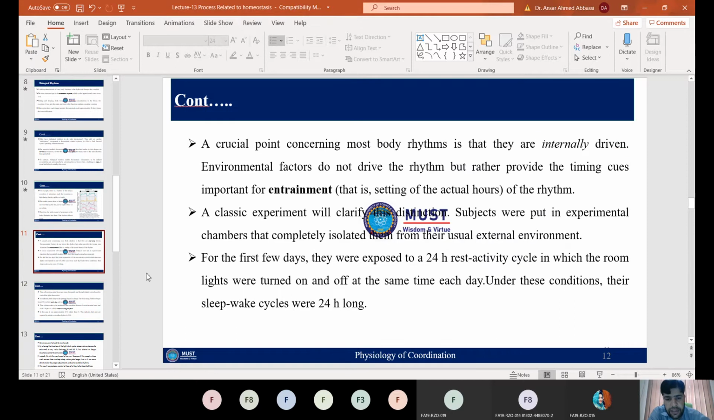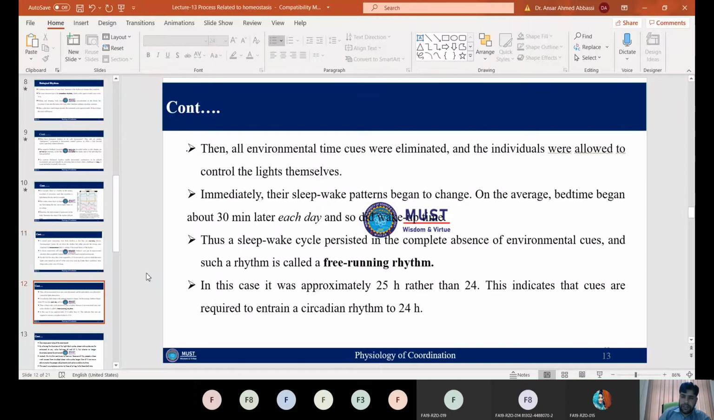This is the second phase. In the first phase, for the first few days, they were exposed to a 24-hour rest-activity cycle in which the room lights were turned on and off at the same time. They were not allowed to switch the lights on and off on their own; at a fixed time, the room lights were either switched off or on. In the second phase, environmental cues were eliminated, and the individuals were allowed to control the lights themselves.